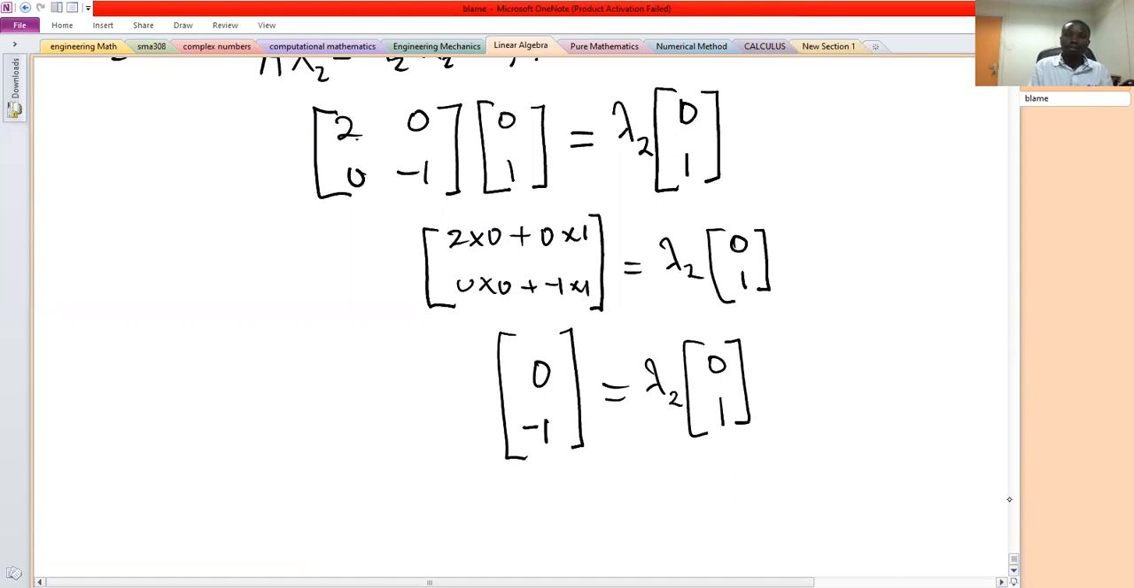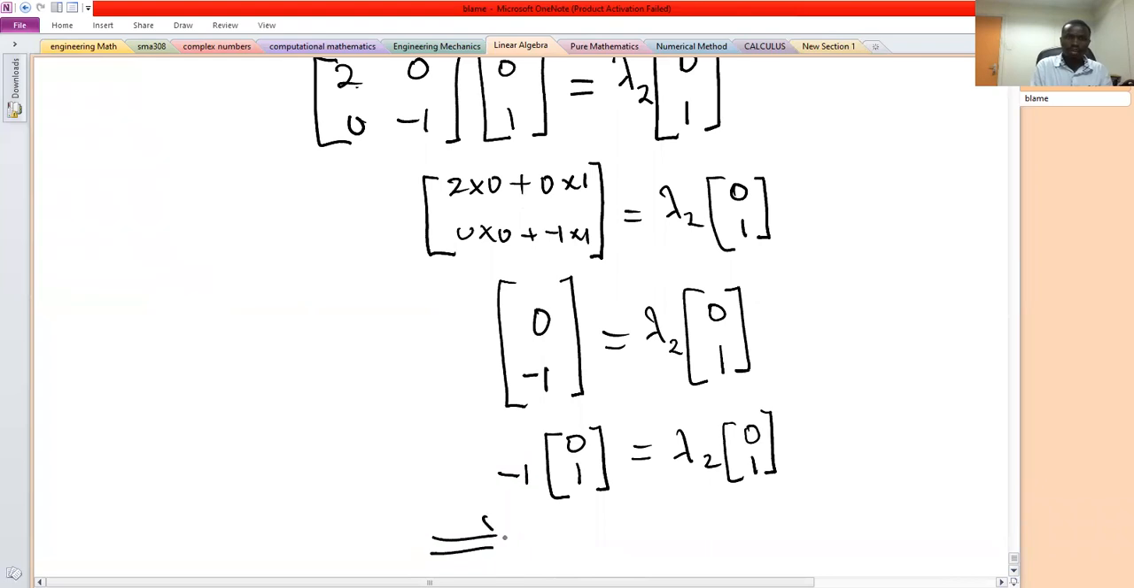Now, for us to have 0, 1 here, we expect to factor out negative 1, 0, 1. So it's the same as lambda 2, 0, 1.